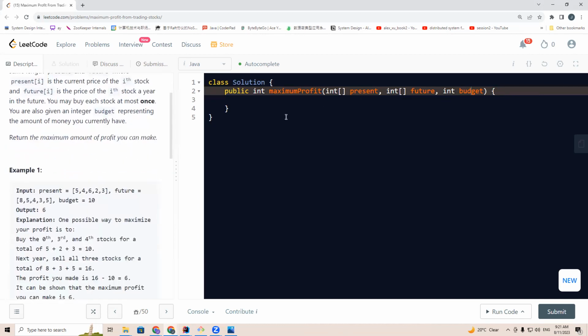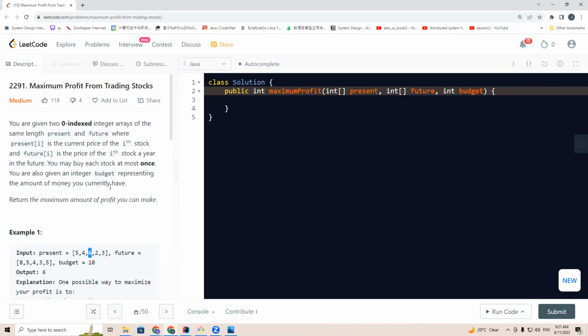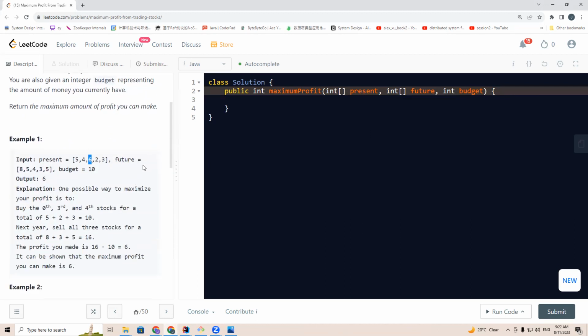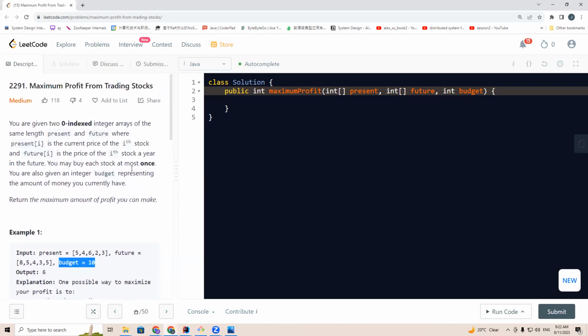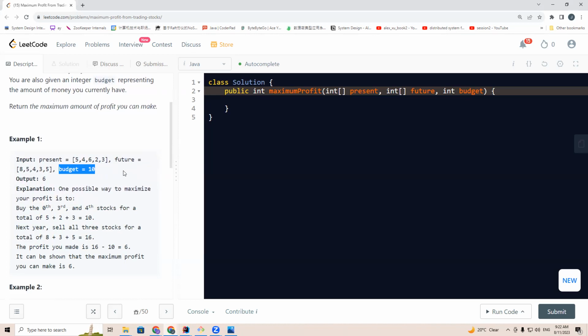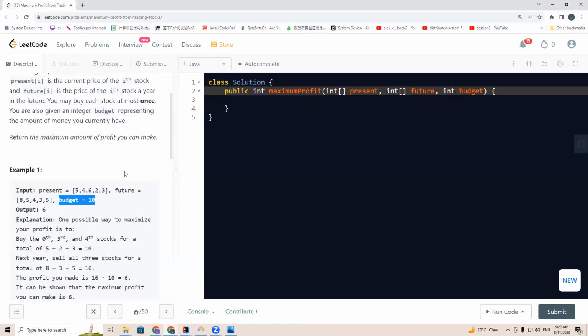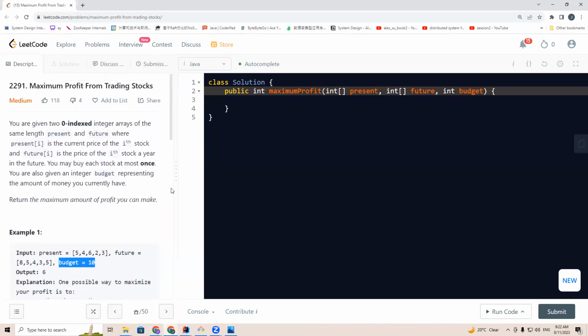So for this question, for every stock we can buy or not buy, right? So it is pretty much like one-series DP, but it has a budget here, so that means we have some kind of limit. For this kind of question, we're thinking of a traditional, classical backpack problem.